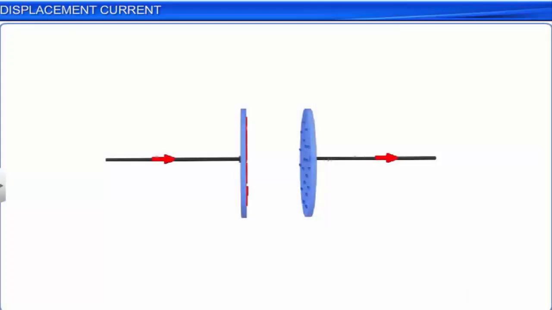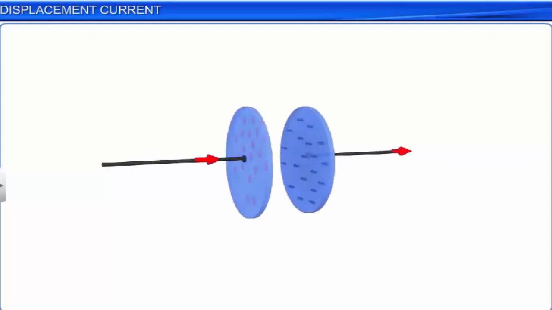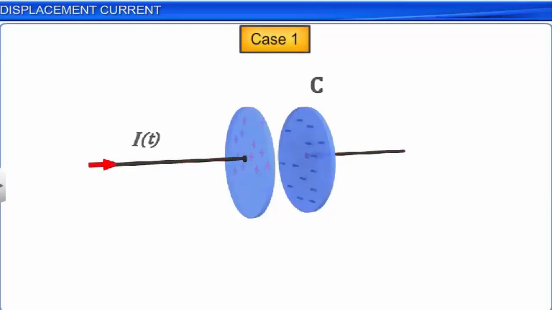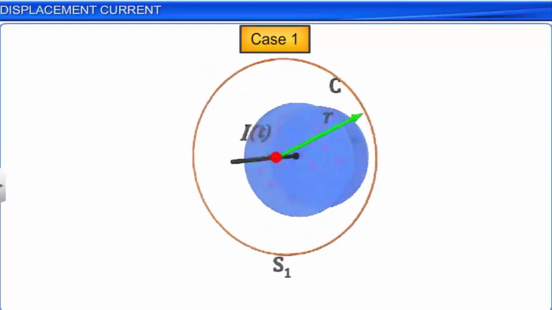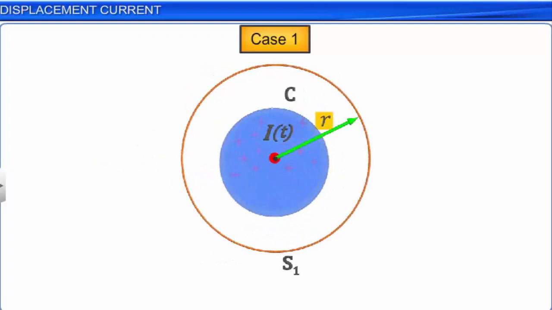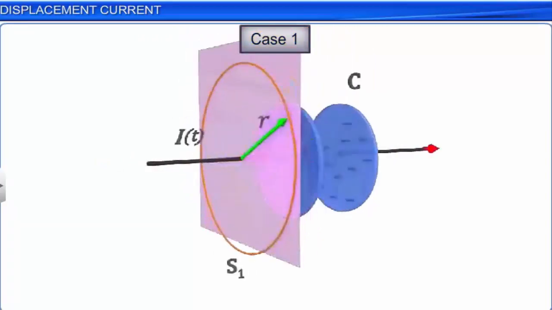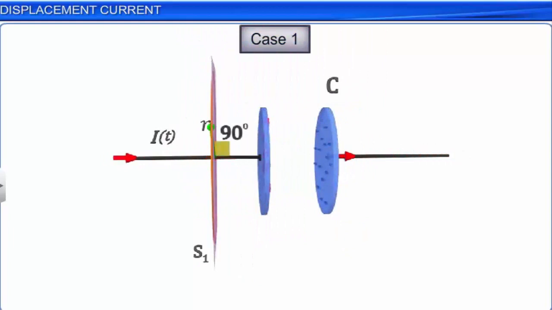To calculate the magnetic field produced by the change in the electric current with respect to time, using Ampere's law, consider the process of charging a capacitor C by connecting it to a time-dependent current IT. As a first case, consider an imaginary circular loop S1 of radius R, which is outside the capacitor. The plane of the circular loop is perpendicular to the direction of the current in the conductor, and the center of the circular loop coincides with the conductor.